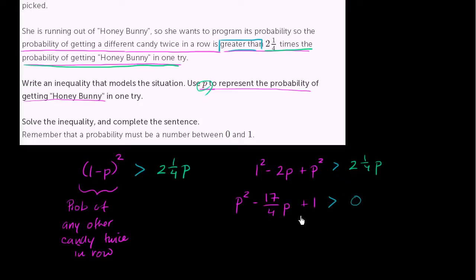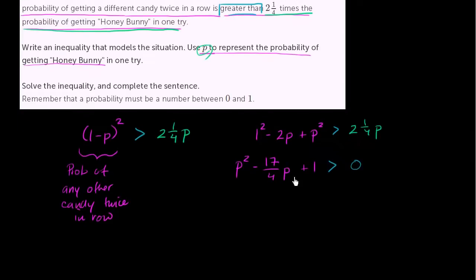And so let's think about solving this quadratic right over here, and under which circumstances this is greater than 0. To think about it, let's factor it. And actually, before we factor it, let's simplify it a little bit. I don't like having this 17/4 right over here. So let's multiply both sides times 4. And since 4 is a positive number, it's not going to change the direction of this inequality. So we could rewrite this as 4P squared minus 17P plus 4 is greater than 0.